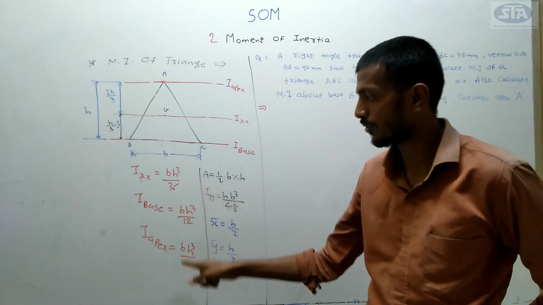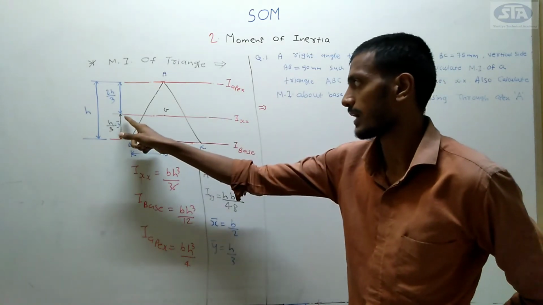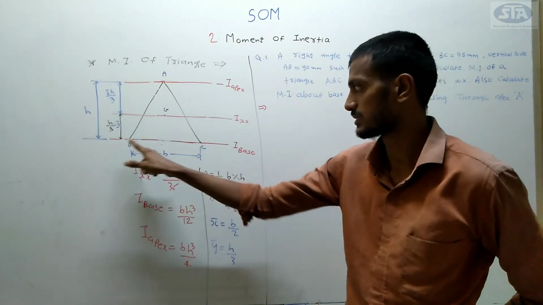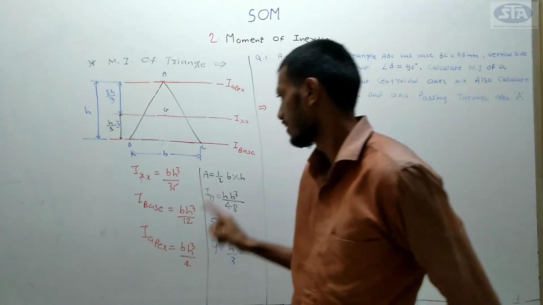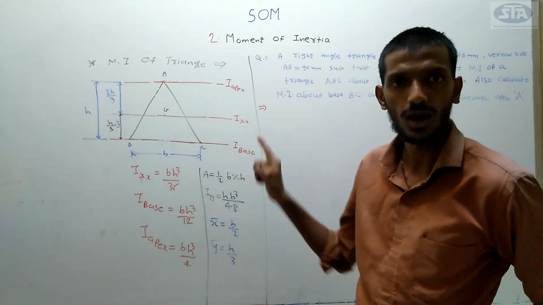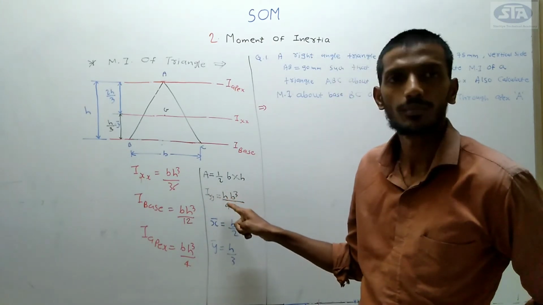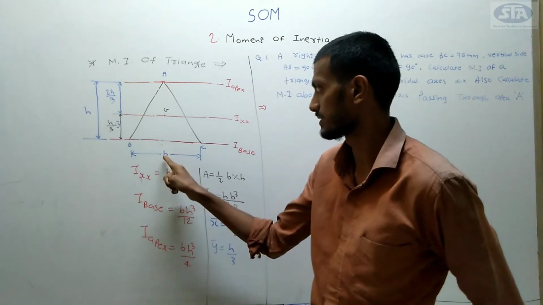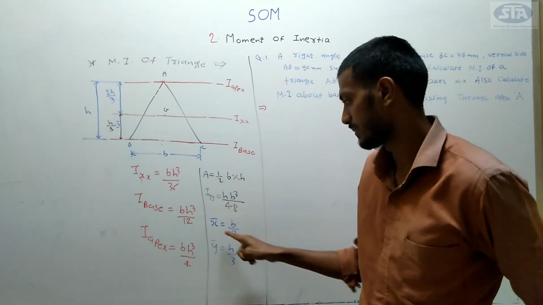Okay, these are the three formulas for moment of inertia of a triangle: when the axis passes through the centroid, when the axis passes through the base, and when the axis passes through the apex. Now, the area of a triangle we already know: half into base into height. Iyy for a triangle, because the section is symmetric about the YY axis, is hb cube divided by 48. This is Iyy.